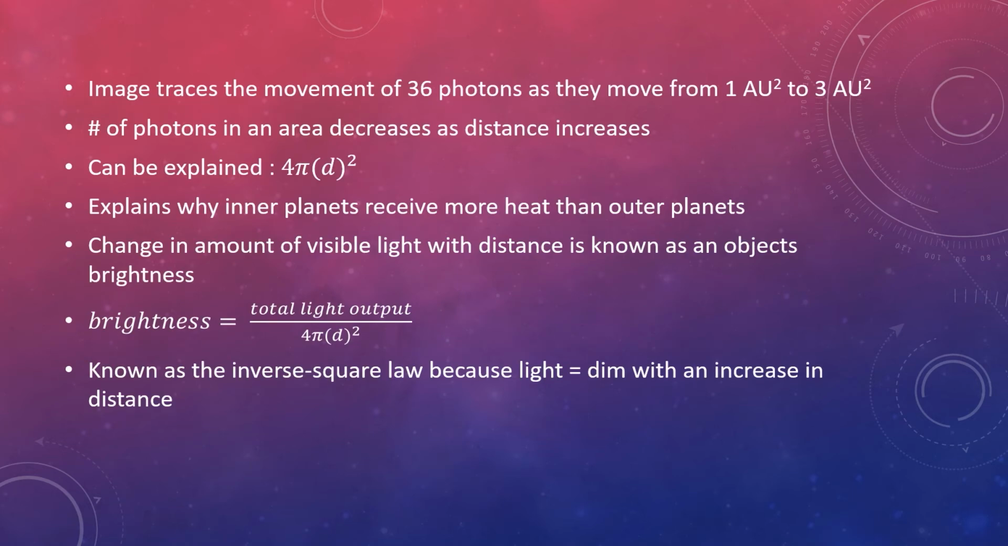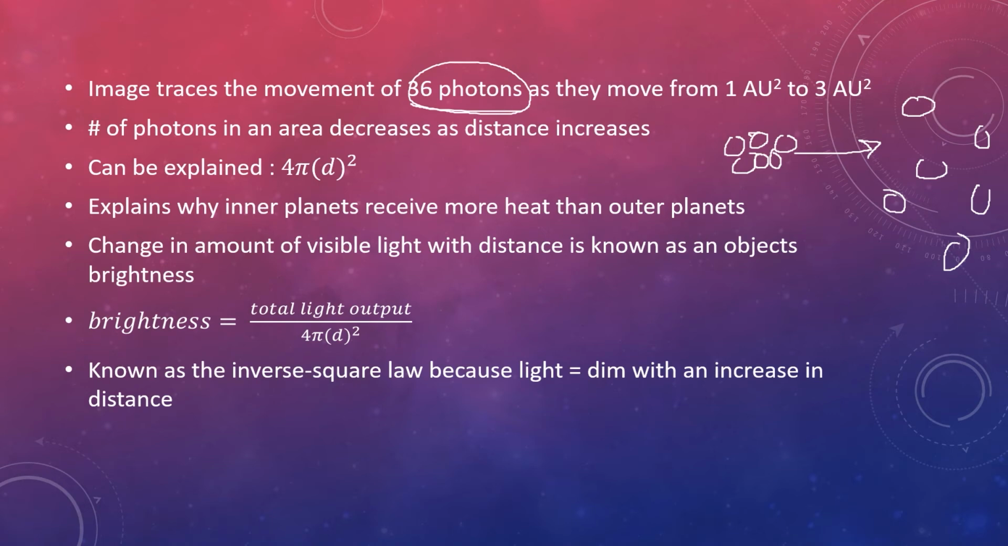Imagine tracing the movement of 36 photons as they move from 1 astronomical unit squared to 3 astronomical units squared. The number of photons in an area decreases as distance increases in this case. By tracing the movement of 36 photons as they move from 1 AU to 3 AU, the number of photons in an area actually decreases as distance increases, meaning they go from being all clustered like this to actually spreading out more.